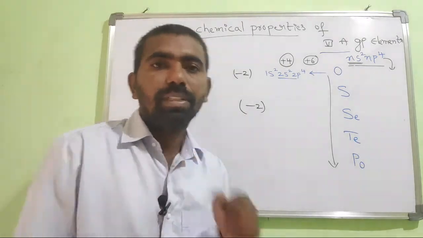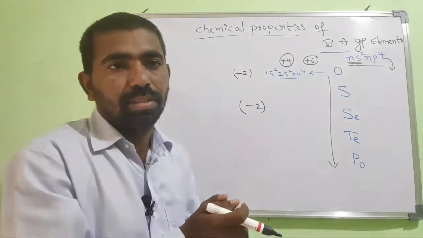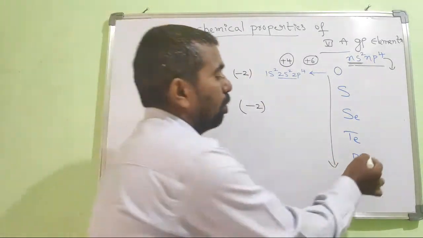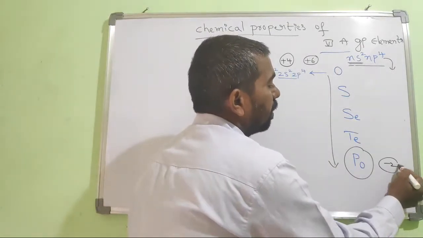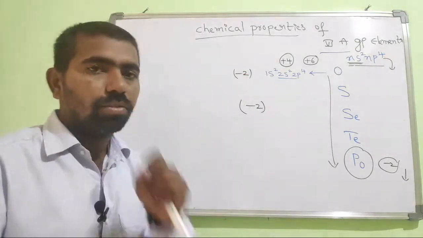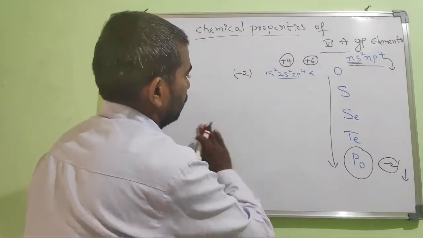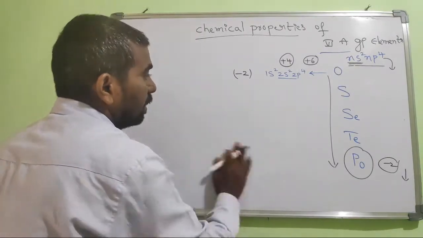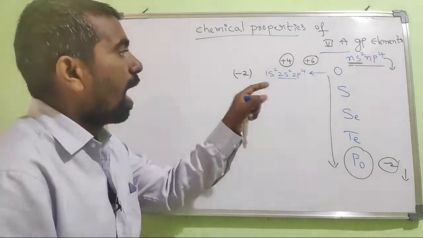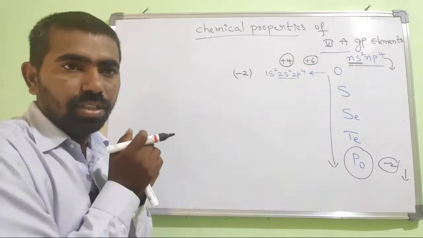But the tendency to exhibit the -2 oxidation state decreases down the group because the atomic radius or size increases. So polonium hardly exhibits the -2 oxidation state. That is about another oxidation state. Oxygen has a small size and high electronegativity. Due to these characteristics, oxygen exhibits different types of oxidation states.